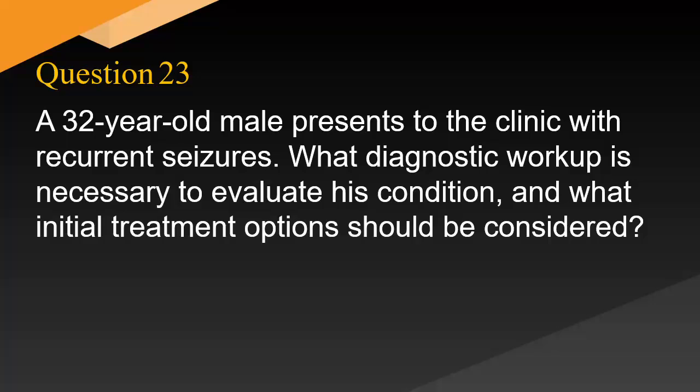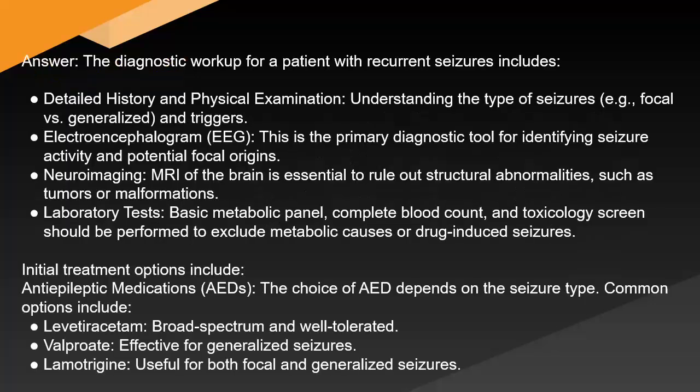A 32-year-old male presents to the clinic with recurrent seizures. What diagnostic workup is necessary to evaluate his condition, and what initial treatment options should be considered? Answer: the diagnostic workup for a patient with recurrent seizures includes detailed history and physical examination, understanding the type of seizures, e.g. focal versus generalized, and triggers. Electroencephalogram, EEG.